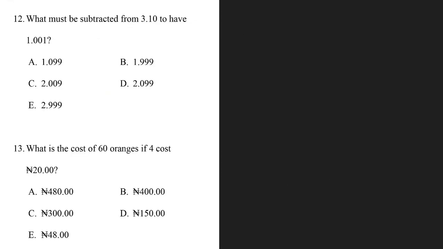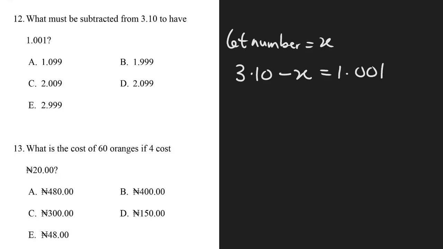Question 12 says, what must be subtracted from 3.10 to have 1.001? What must be subtracted? Of course we don't know. So let the number be X. So from 3.10, we don't know it, so we say 3.10 minus the number that we don't know, which is x, that will give us 1.001. So using the knowledge of algebra, we're going to move the numbers to one side, and the alphabet to the other side.